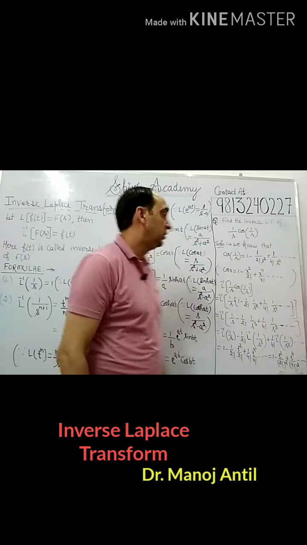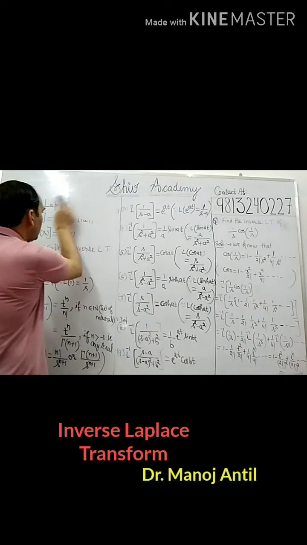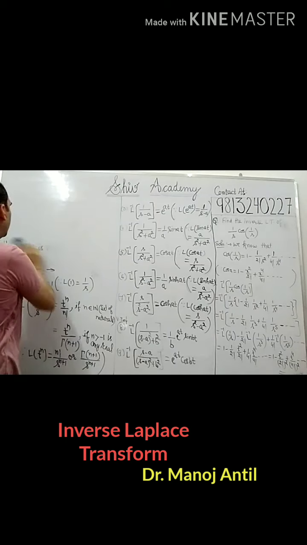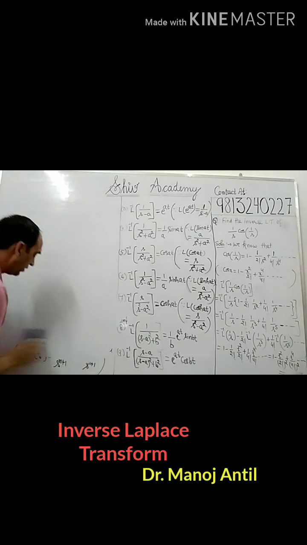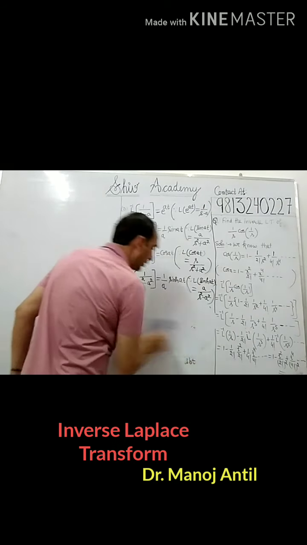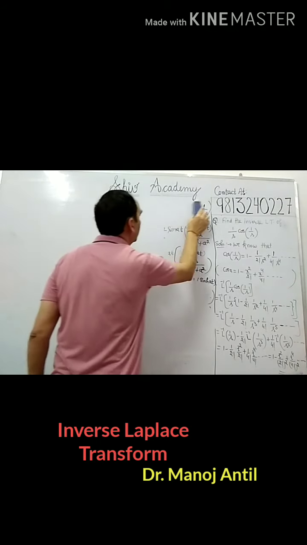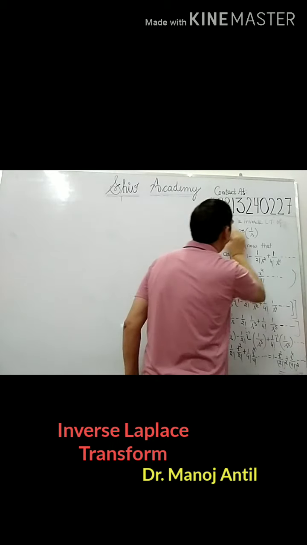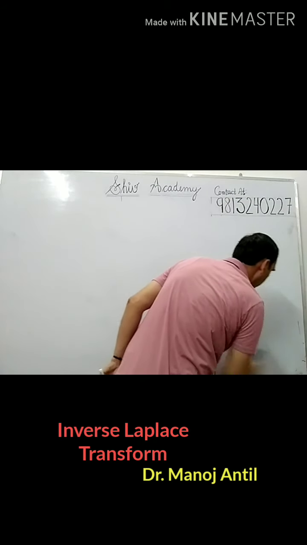So dear students, there are many ways to find the inverse Laplace transform. This was the first method which I discussed in that particular question, that directly we can apply the formula to find the inverse Laplace transform of a function. Next I am going to discuss the next method, which is the method of partial fractions. So how can we find the inverse Laplace transform of a given function by the method of partial fractions?